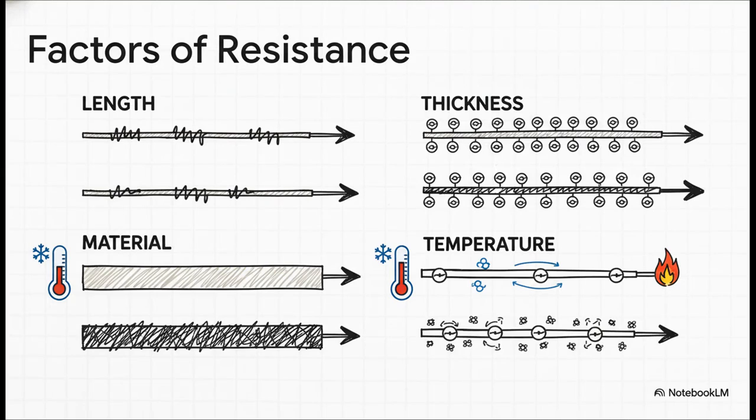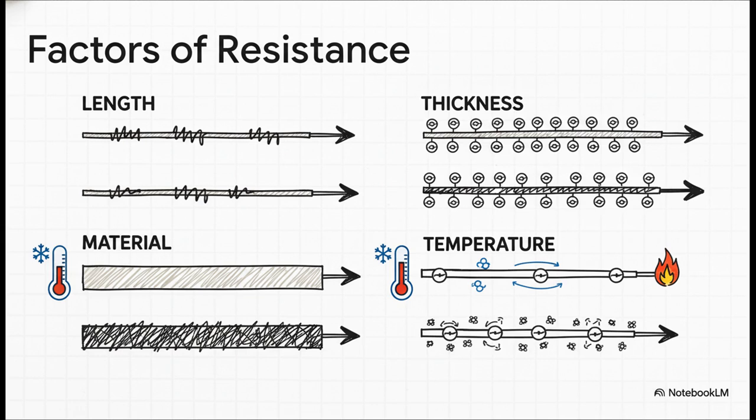Okay, so we know what resistance is. But what determines the resistance of a particular wire? Well, a few things. First, the length of the wire. Think about it. A longer journey means more obstacles, so a longer wire has more resistance. Second, the area of cross-section, or how thick the wire is. A thicker wire is like a wider road. It's easier for the charge to flow, so it has less resistance.